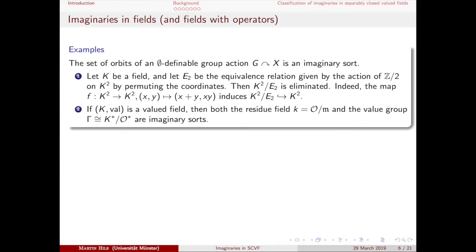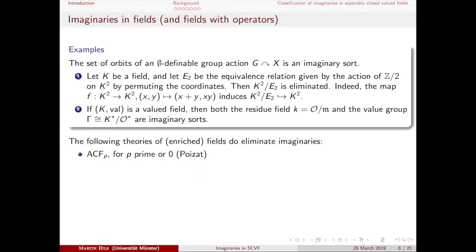Okay, in a valued field, this will be something we are interested in today. There are interesting imaginaries around. So the first ones, I mean, the residue field, so the ring of integers in your valued field modulo the maximal ideal, is an imaginary sort, and similarly the value group, when you take the multiplicative group of the field and you quotient out by the multiplicative group of the ring of integers, you get the value group. So they're both imaginaries.